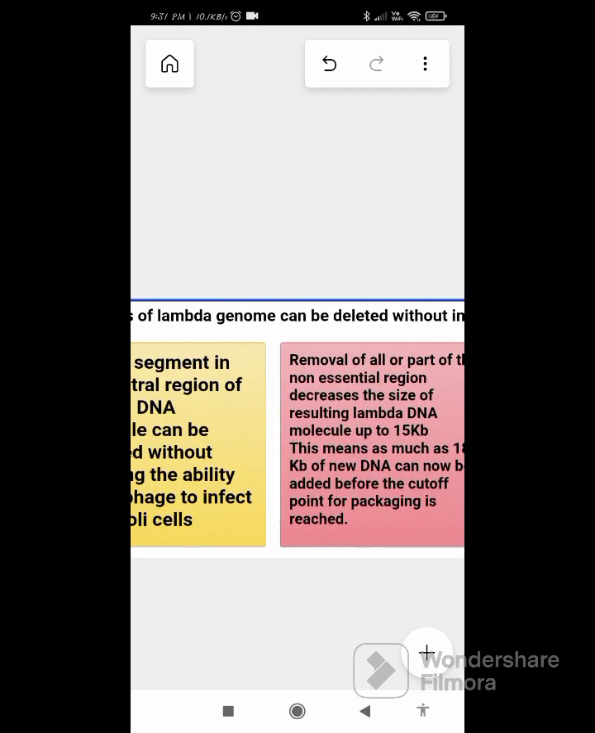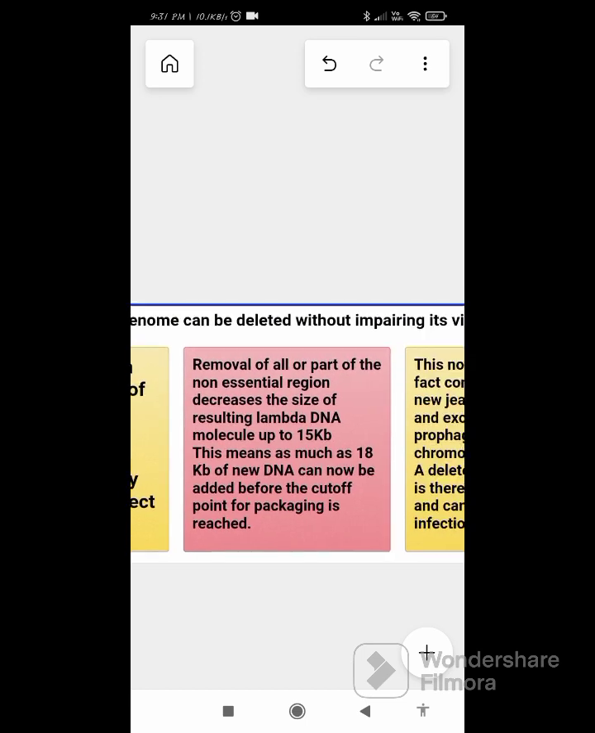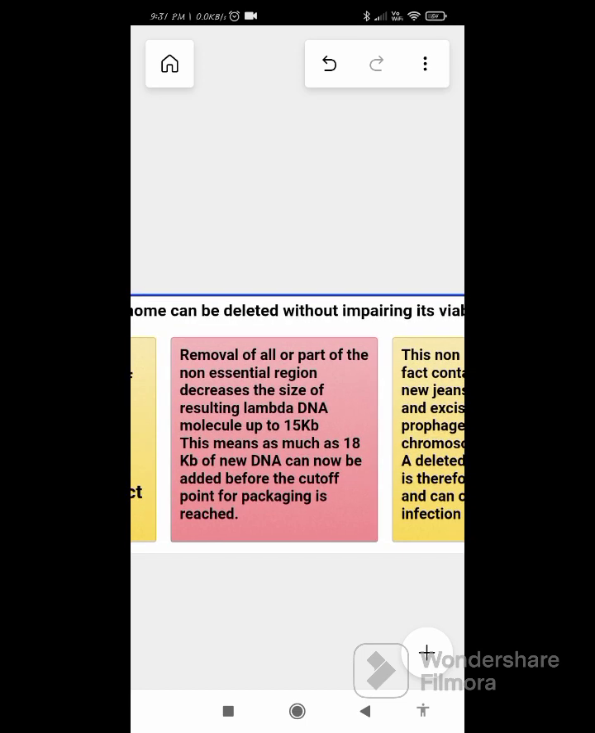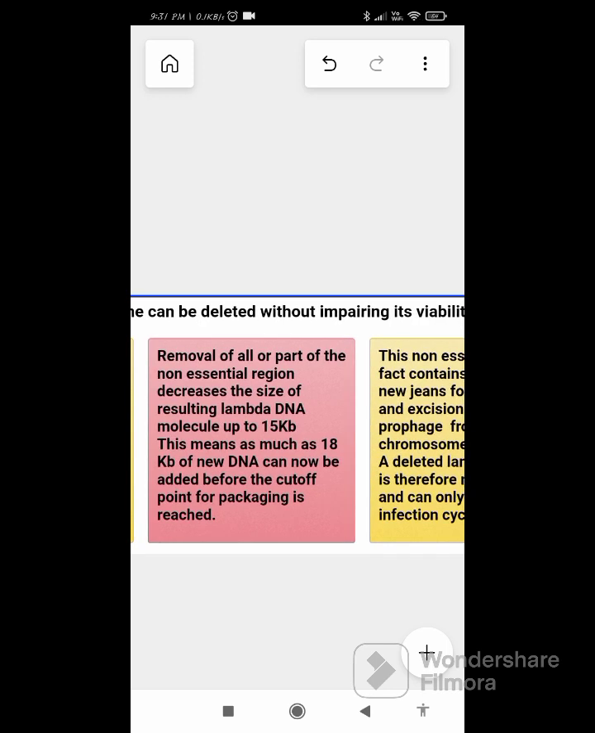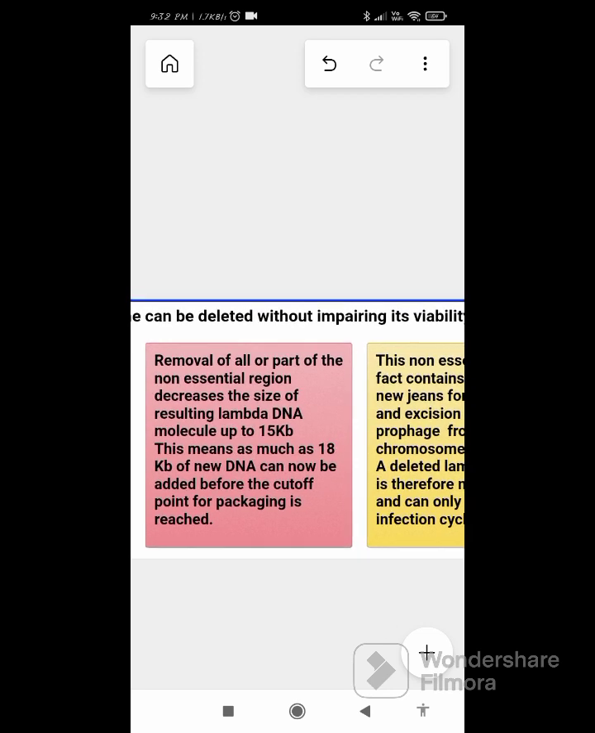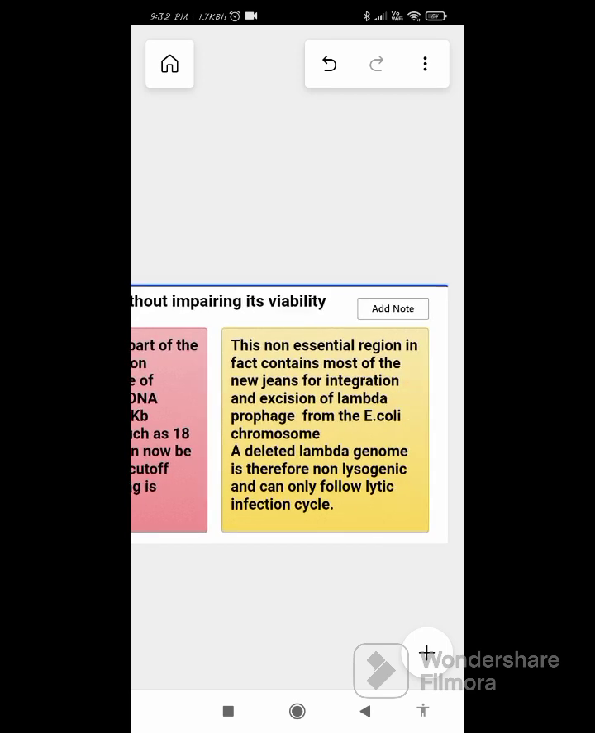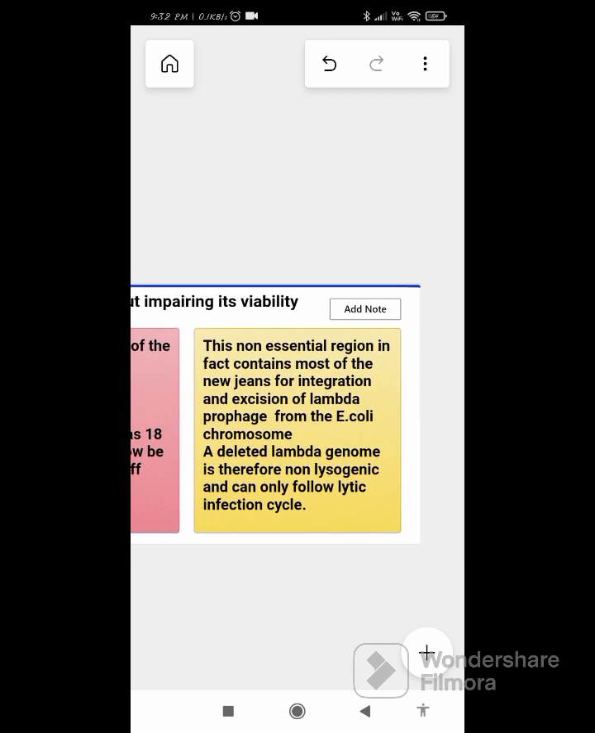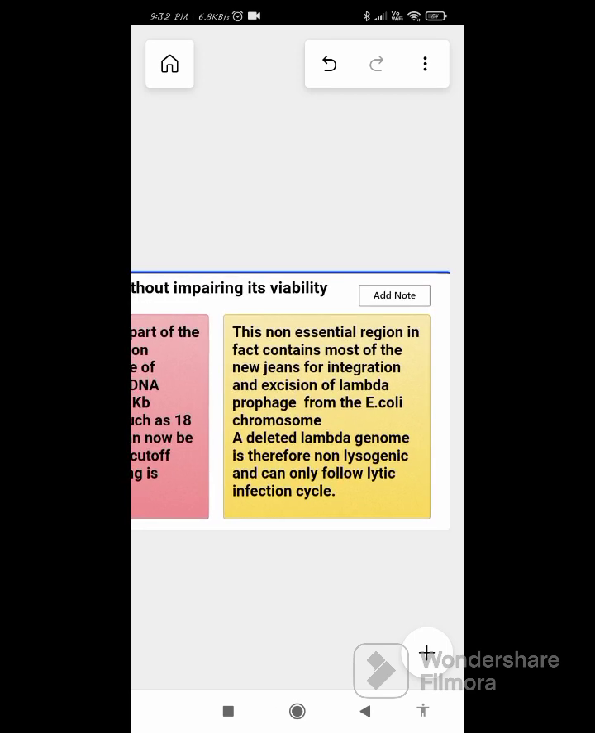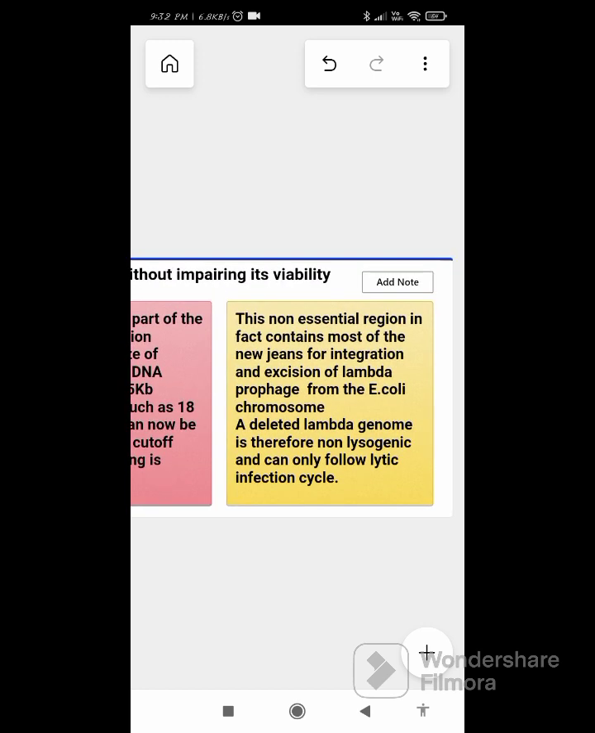Removal of all or part of that non-essential region that I just showed you will decrease the size of the resulting lambda molecule by up to 15 kilobase pair. This means as much as 18 kilobase pair, like 15 plus 3, as I just told you. So as much as 18 kilobase pair of new DNA can now be added before the cutoff point for packaging is reached. And this non-essential region in fact contains most of the genes for integration and excision.